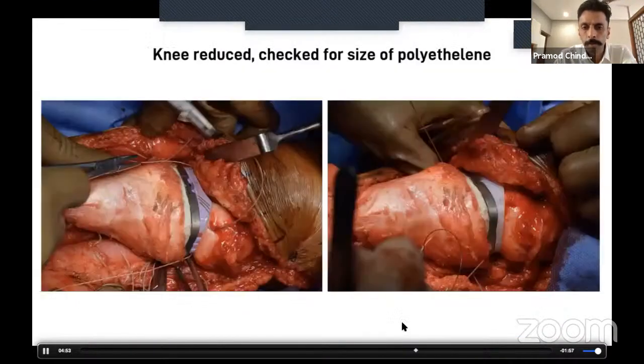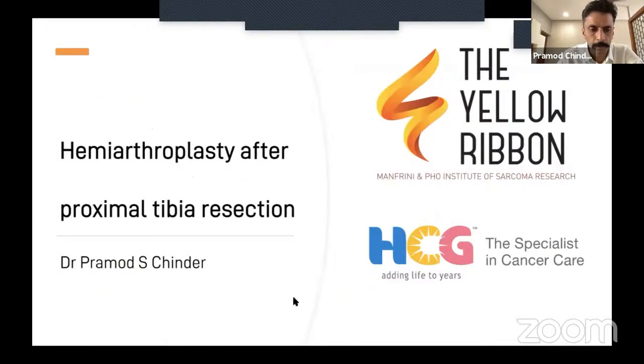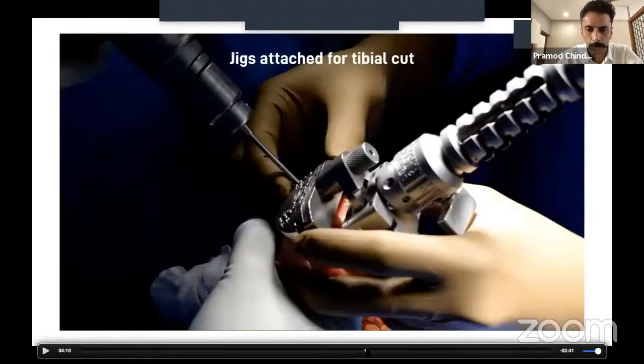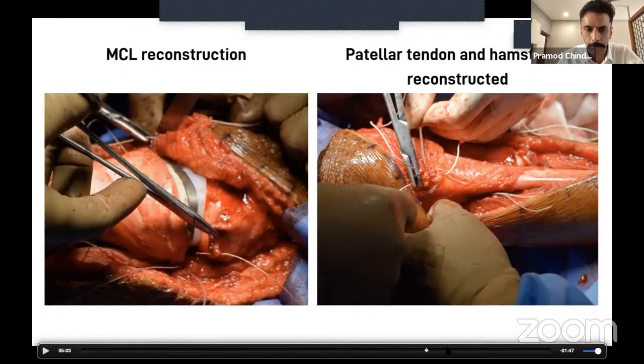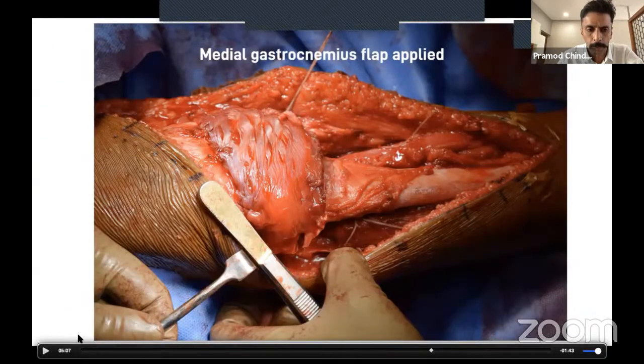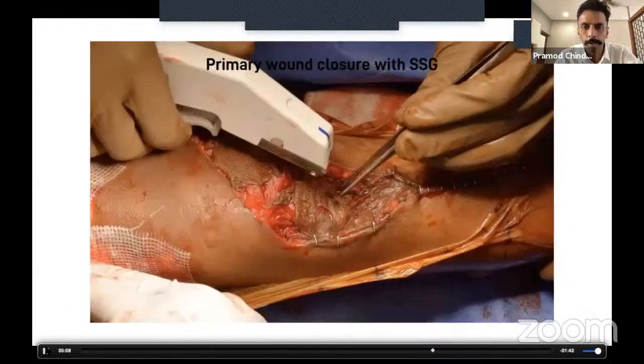So this is what we did: we took the posterior capsule first for the reconstruction. That's very, very important, because we always feel like suturing the lateral part and the anterior part, but the posterior is the first one. It's always nice to use a purse-string suture, so it gives you a nice hold. And then the gastrocnemius flap, and the wound did not close, hence we had to use a skin graft over the gastroc flap.